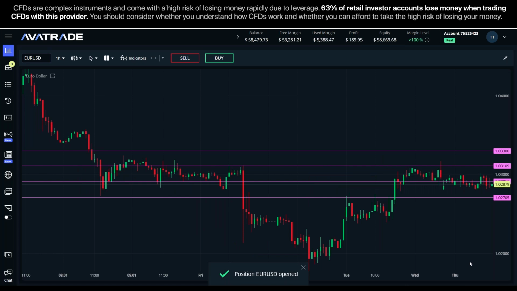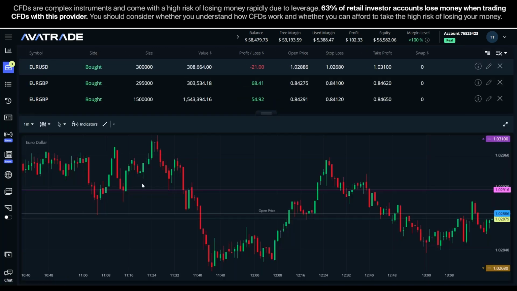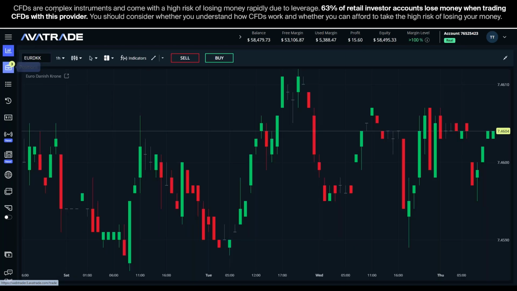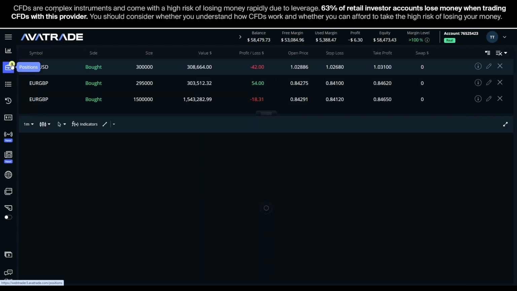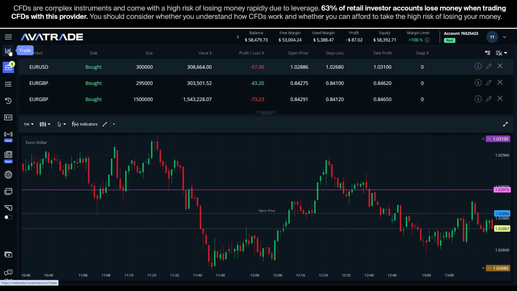So now I have 2 trades running based on the information that we looked at here. And so here's my open trades that are running. And it looks like the Euro GBP trade started out a little bit negative here. There was another one that I had running, and we'll see over time.